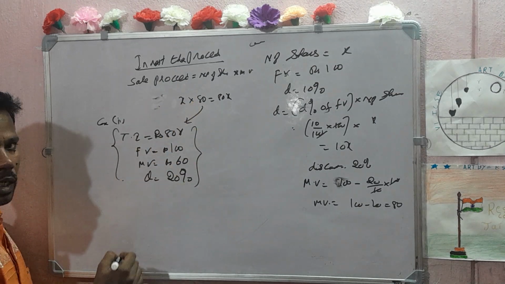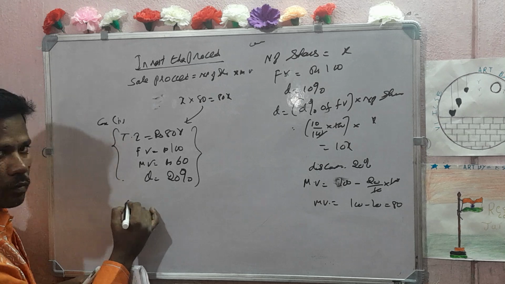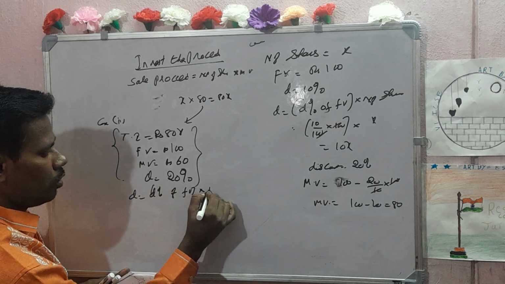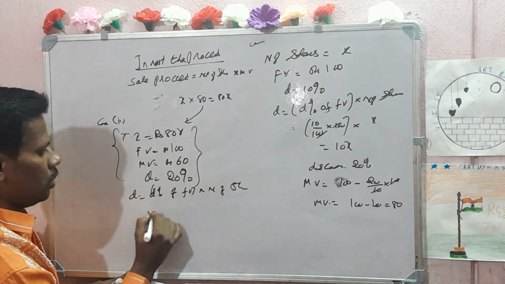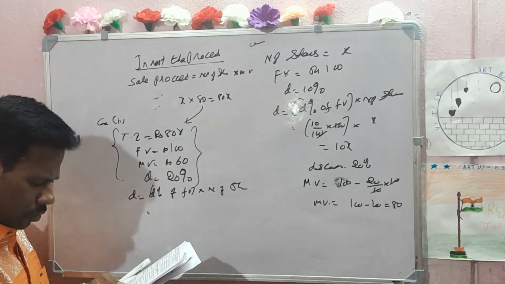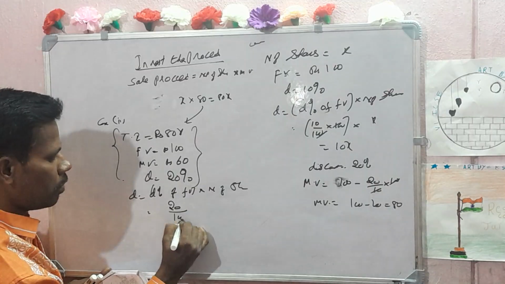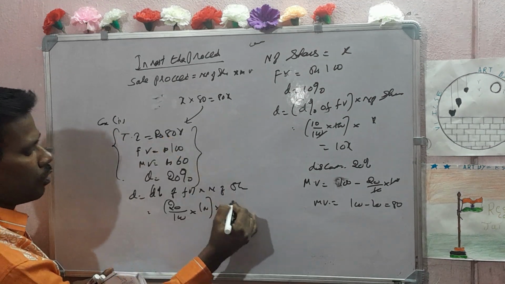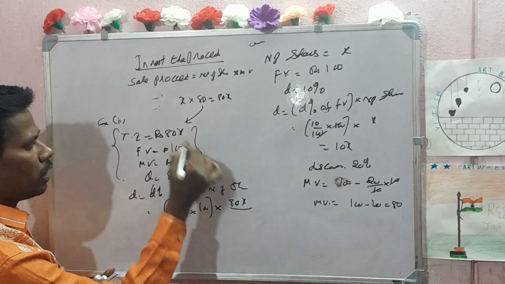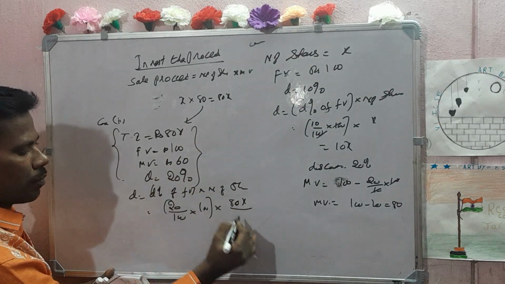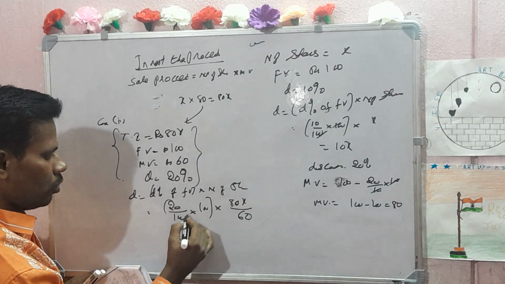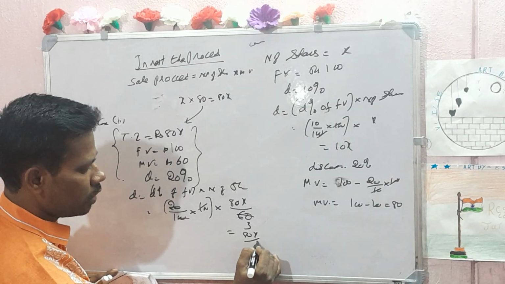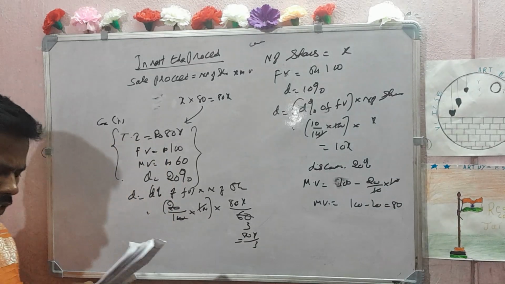Now again, from this calculate the dividend. Dividend is percentage of face value into number of shares. Dividend percentage is already given in case 2: 20. So 20 by 100 into face value, which is 100, into number of shares. Number of shares, how will you get it? Total investment by market price. Market price is 60. So 80x by 3.